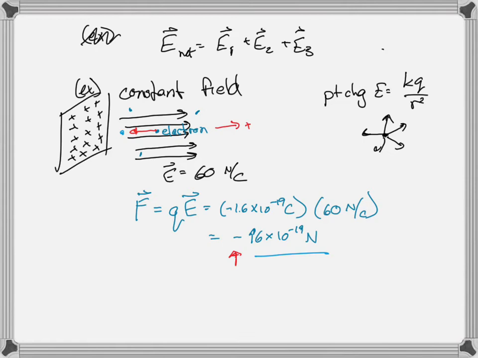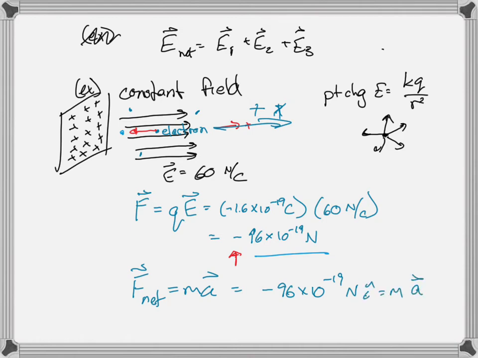Actually, why don't we just figure that out? If this is the electric force on the electron, and if we ignore gravity, if we assume that this is the only force on the electron, we can just say this net force equals ma. Now we can say, okay, this is the positive x direction. The net force is in the minus x direction. Minus 96 times 10 to the minus 19th newtons in the x direction equals the mass times the acceleration.